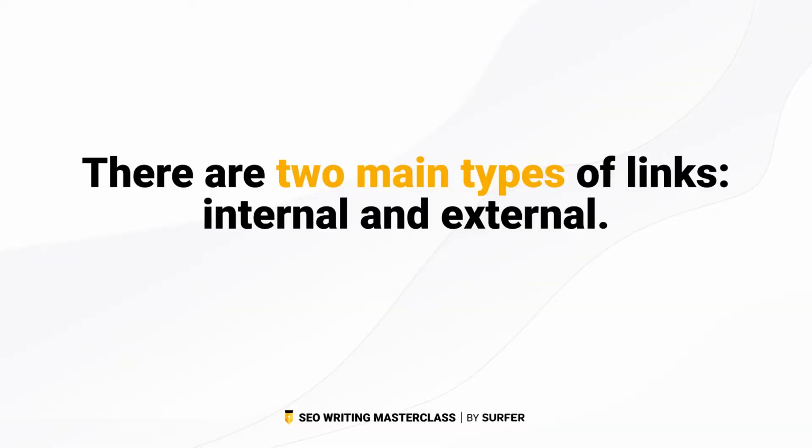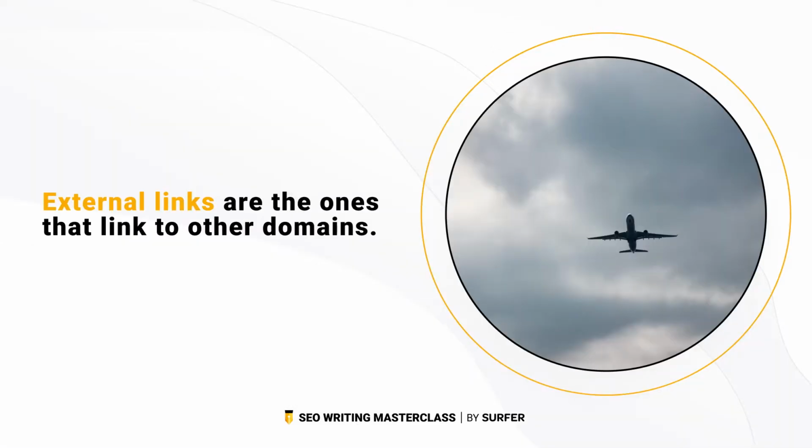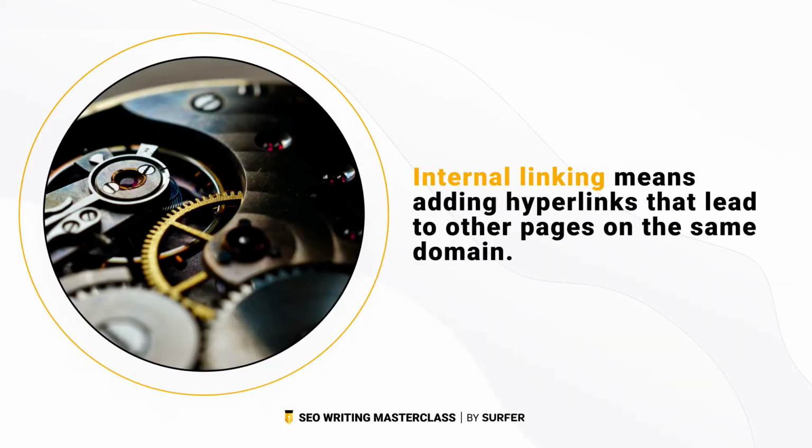So, there are two main types of links, internal and external. External links are the ones that link to other domains. Internal linking means adding hyperlinks that lead to other pages on the same domain. If, for example, you're writing a post about a specific topic, and you mention an aspect that you've already elaborated on in a different post, you'd link to that article even though it's on your website.